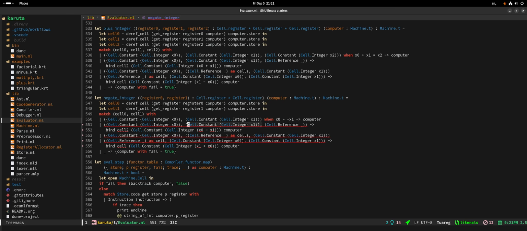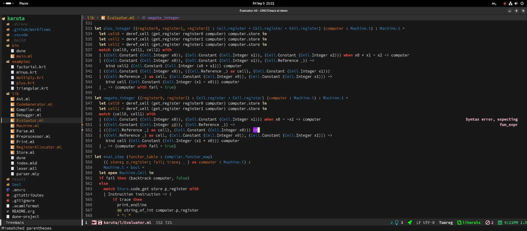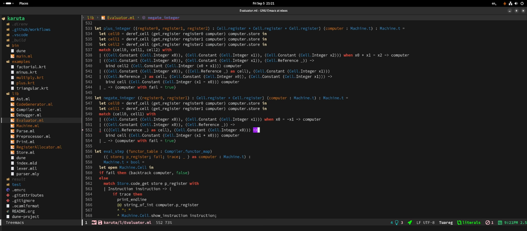If one is bound and the other is a reference, and it doesn't matter which order, in that case we take the bound integer, we negate it using minus, unary minus, and then we bind the variable to the result of that.